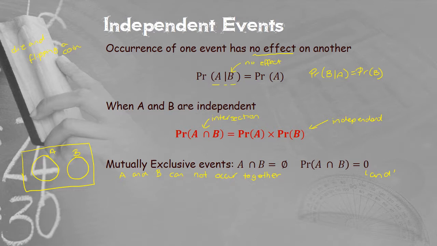Another example is that if you are to perform in a race, you can't win a race and lose a race. It's one or the other. They are mutually exclusive.